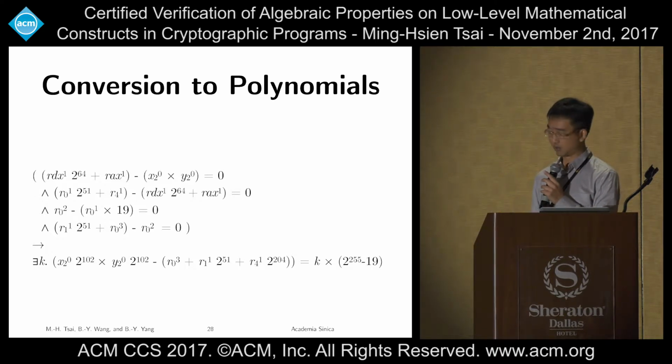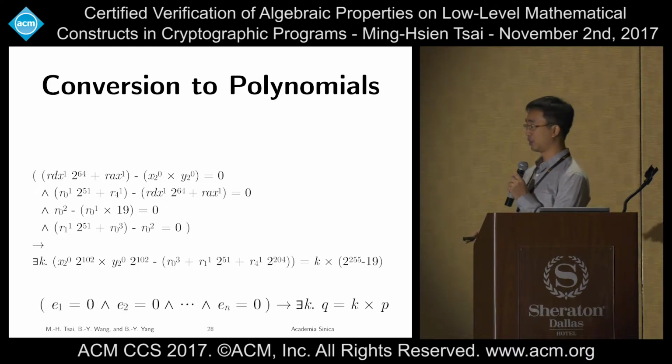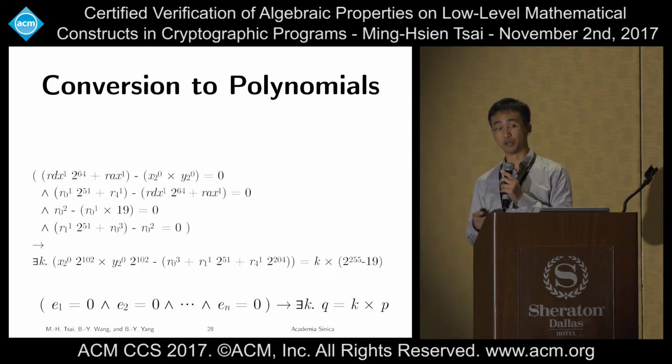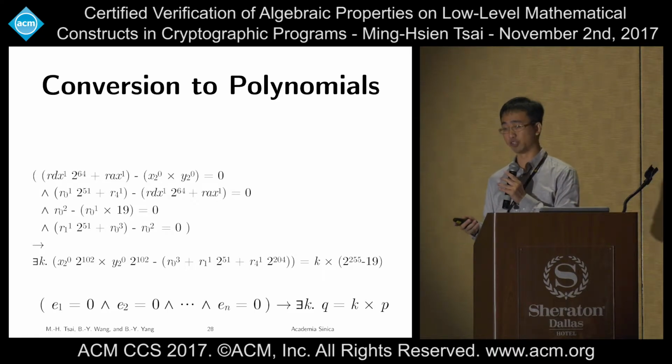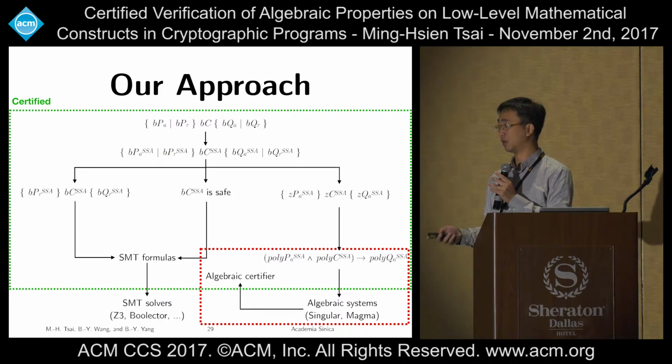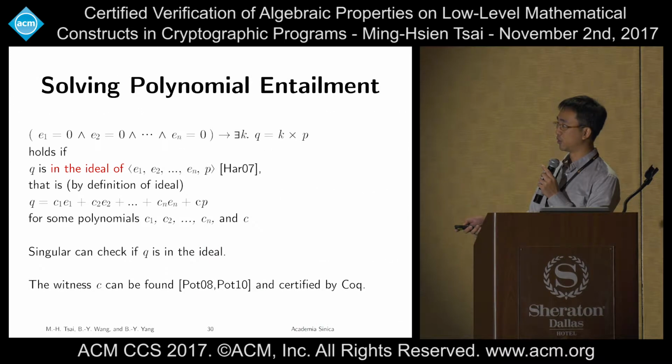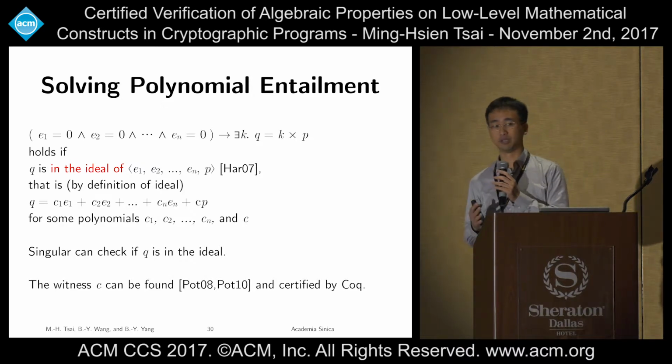Okay, and we can solve this polynomial entailment with algebra systems, but not directly. They cannot solve polynomial entailment directly. Unfortunately, by a work by John Harrison, this polynomial entailment holds if the Q is in the ideal of E1, E2, En, and P. And the ideal is a concept in mathematics.